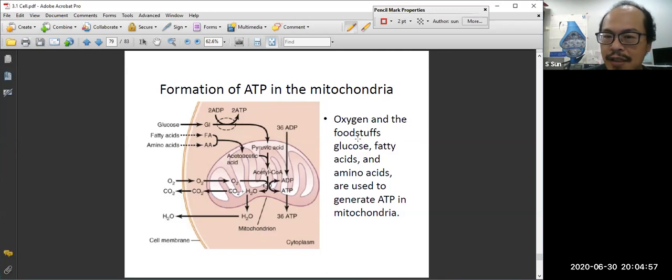And the foodstuff, right? Like glucose. We use glucose as the example. It's more direct, that glucose to be converted into the acetyl-CoA is a more direct process. Fatty acids can do that too. Amino acids can also enter into the citric acid cycle, but it's not as direct as the glucose. So a major one is still glucose. The others can, but it's not as direct.